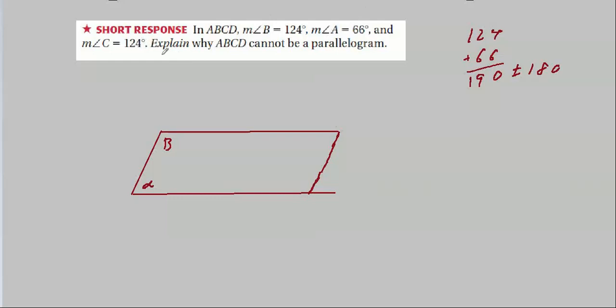What about the opposite angles here? We have A here. A and C have to be equal, or congruent. And they've got A at 66 and C at 124. So opposite angles have to be congruent if it's a parallelogram, but they're not. That's a contradiction. Consecutive angles have to add up to 180, and neither pair of consecutive angles add up to 180. That's two more contradictions, which say that these lines can't be parallel. So there's about three different ways you can say that this is not a parallelogram.